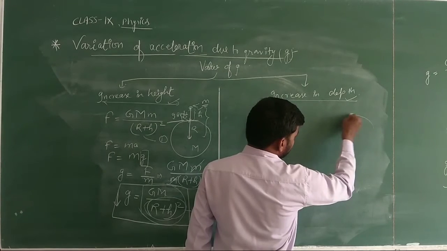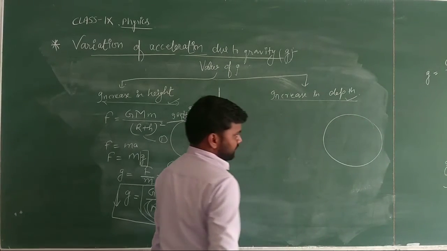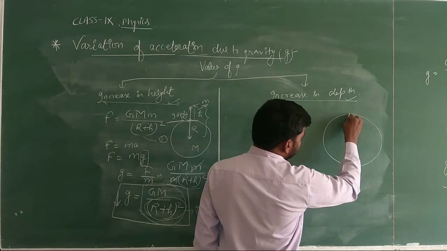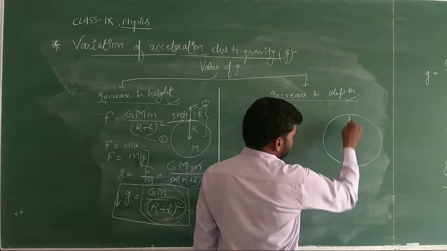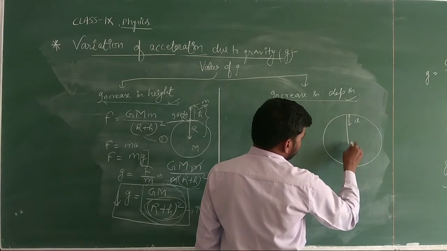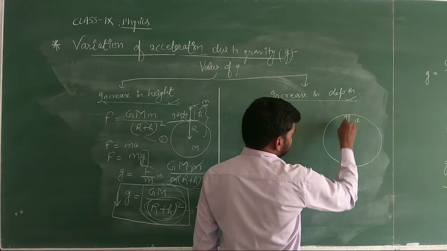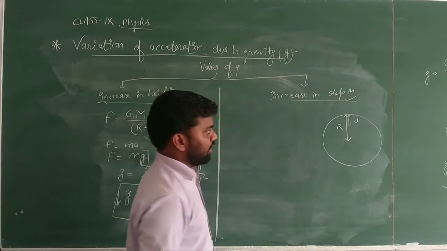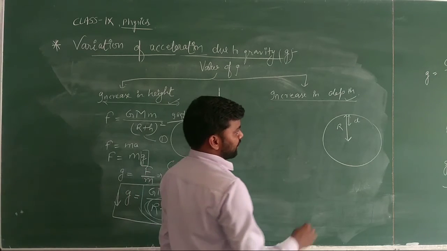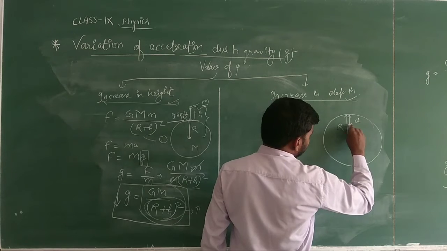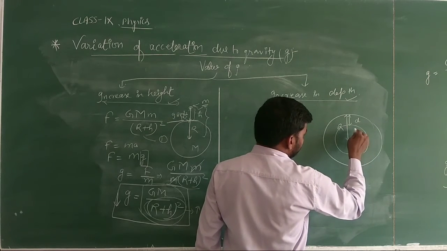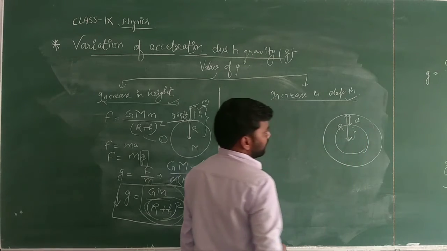So it is our earth, and if we increase the depth, definitely we will go in the downward direction. Suppose it is the distance d, and we know the radius of the earth also, that is R. If we need to take the effective mass for this object, definitely it will be like this, because we will generally put the value of this length in the formula.